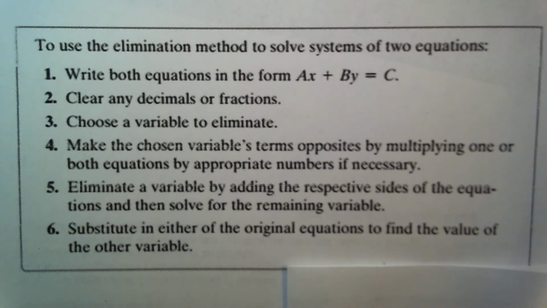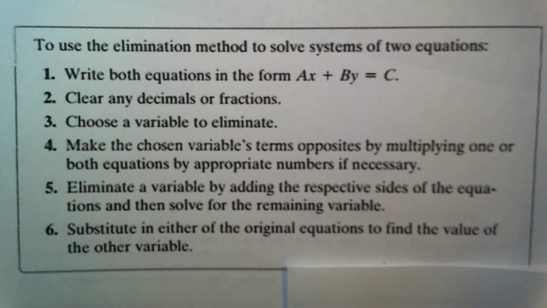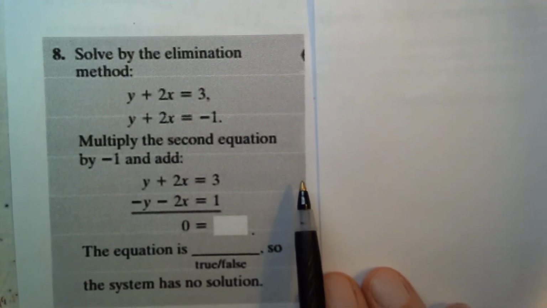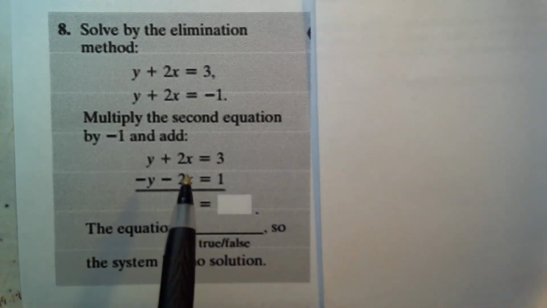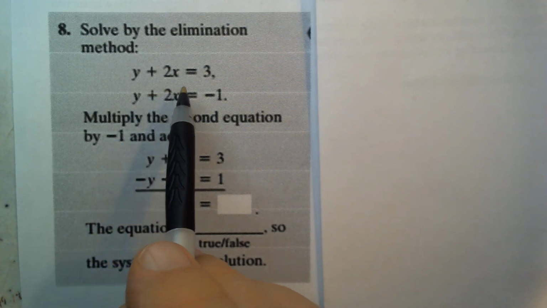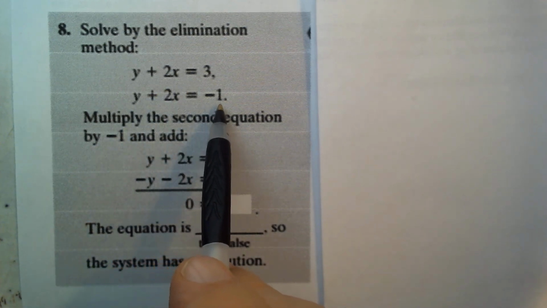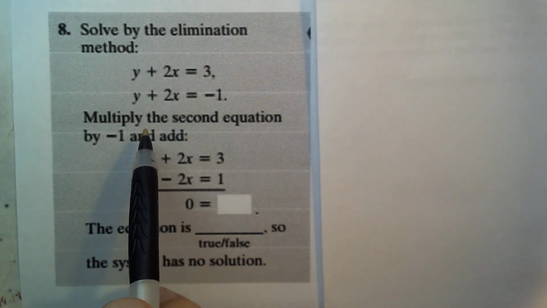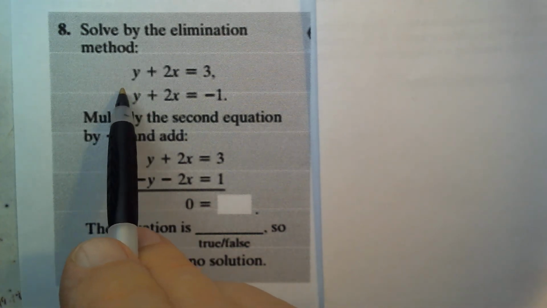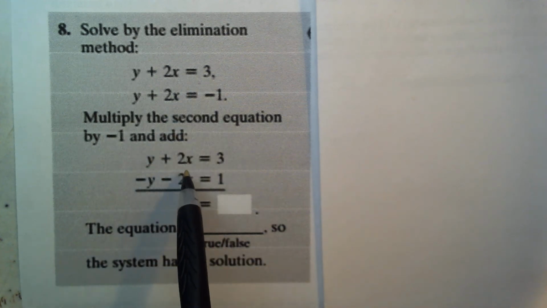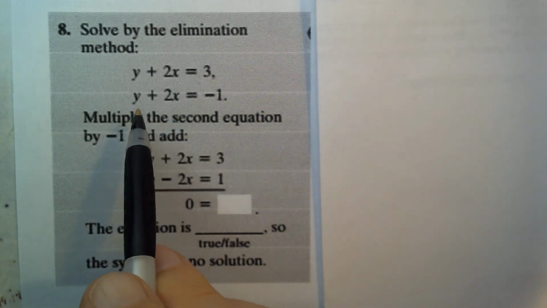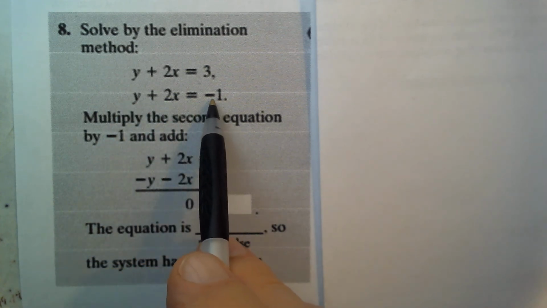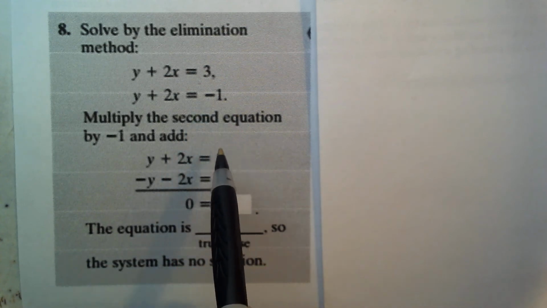And so the following example is basically another example of how to do this. Here we have two equations, y plus 2x equals 3 and y plus 2x equals minus 1. When we multiply the second equation by minus 1 and add, the first equation is still y plus 2x equals 3, but the second equation becomes minus y minus 2x plus 1, because minus 1 times minus 1 is plus 1.